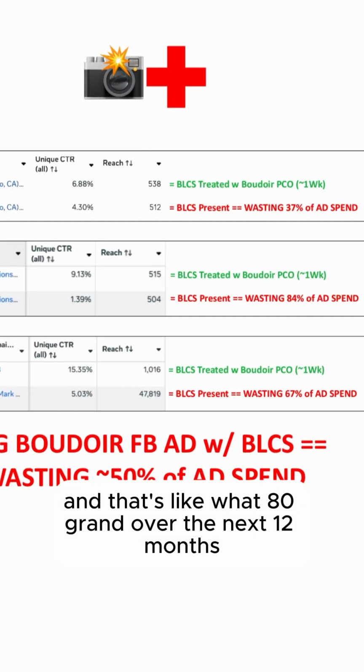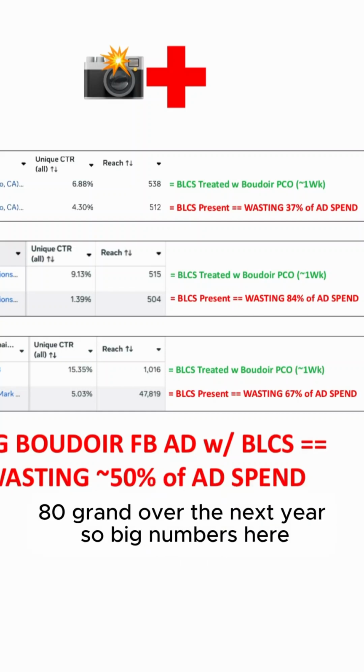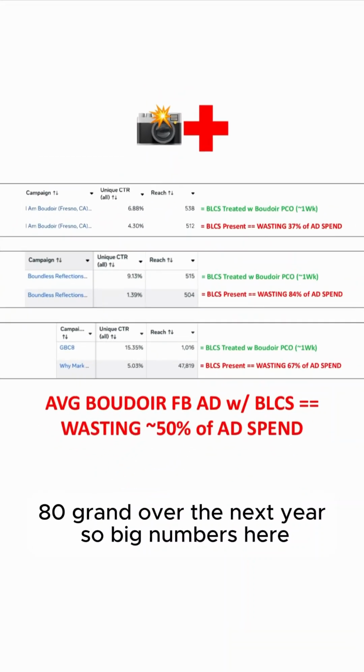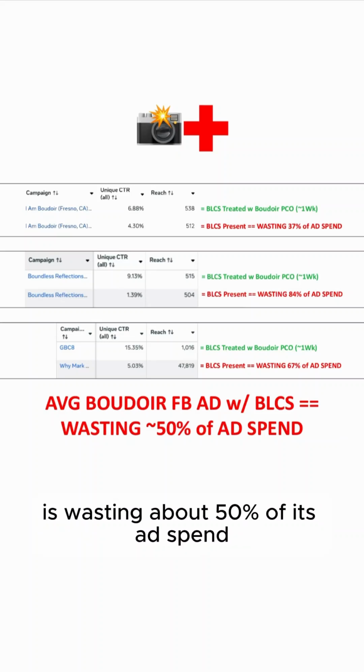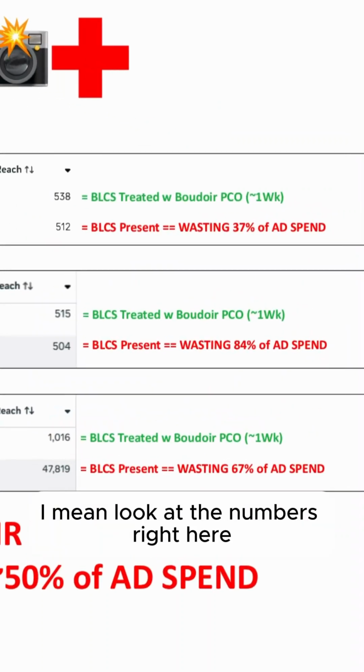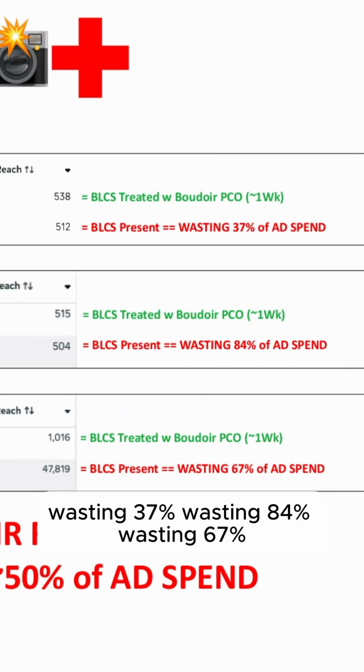And that's like what, 80 grand over the next 12 months, 80 grand over the next year. So, big numbers here. Now the average Boudoir Facebook ad with BLCS is wasting about 50% of its ad spend. I mean, look at the numbers right here: wasting 37%, wasting 84%, wasting 67%.